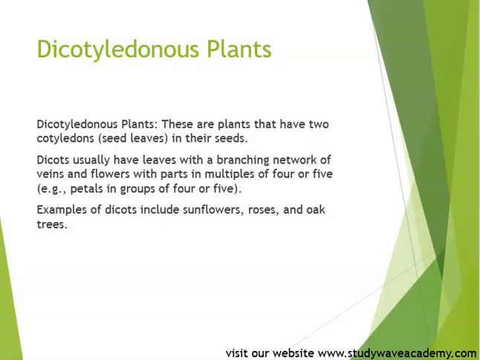Then we have the dicotyledonous plants. These are plants that have two cotyledons in their seeds. Dicots usually have leaves with a branching network of veins and flowers with parts in multiples of 4 or 5. Examples of dicots include sunflowers, roses, and oak trees.